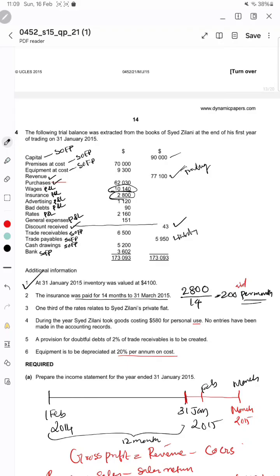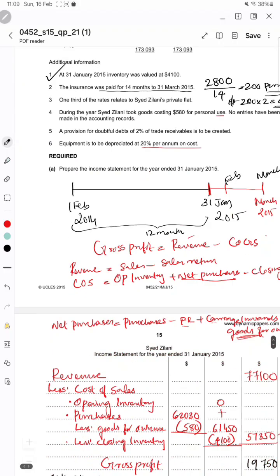Okay, so according to our matching principle, we cannot take it, because that expense is not related to this year, it is related to the next financial year. So it should be deducted from the insurance expenses. Okay, so 200 into 2, 400 is prepaid. This is prepaid expense.